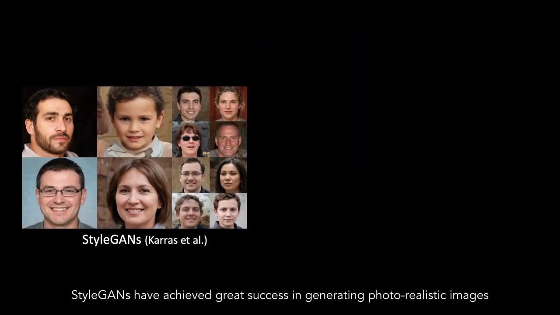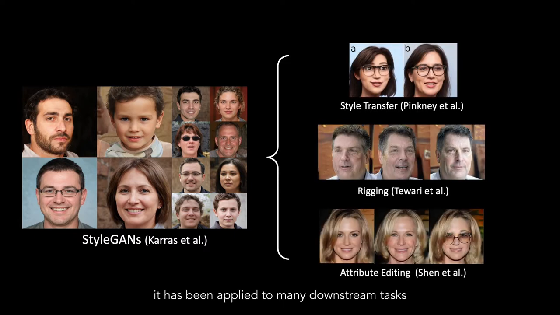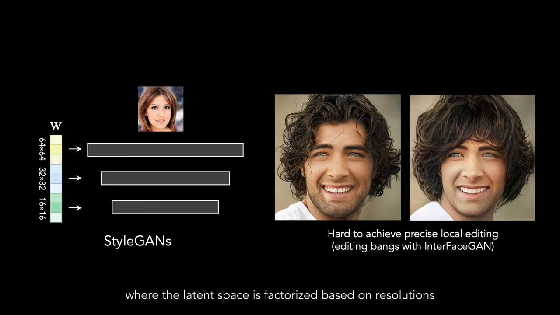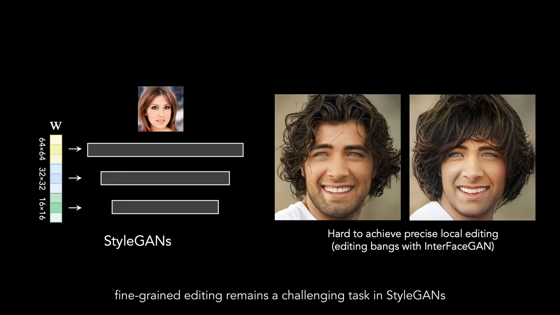StyleGANs have achieved great success in generating photorealistic images. Because of this, they have been applied to many downstream tasks. The success of StyleGANs can be partially attributed to their latent decomposition, where the latent space is factorized based on resolutions. Although such a structure is naturally compatible with changing global styles, fine-grained editing remains a challenging task in StyleGANs.